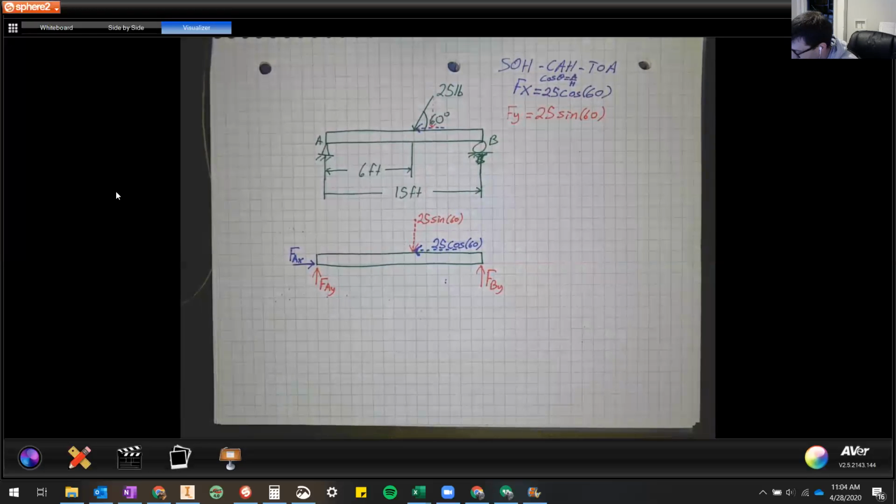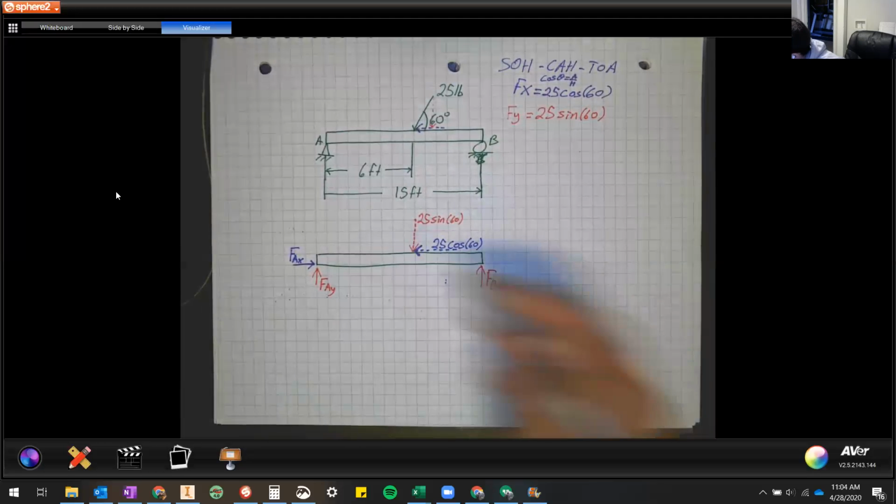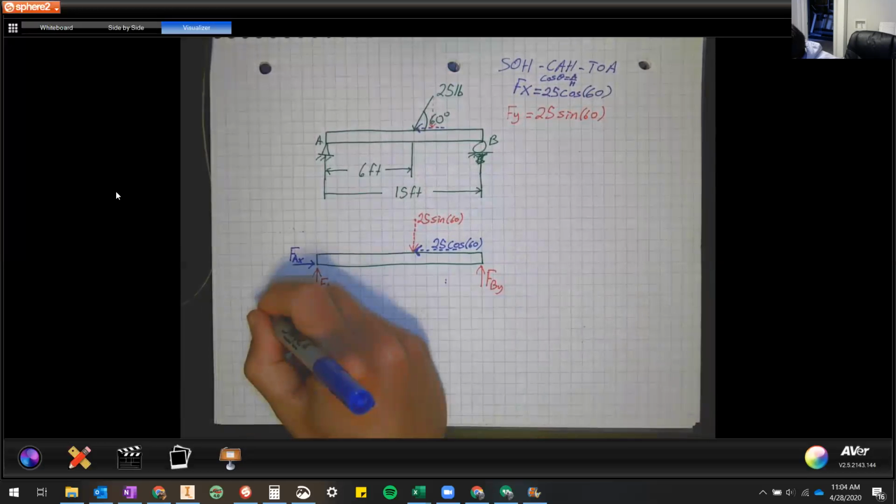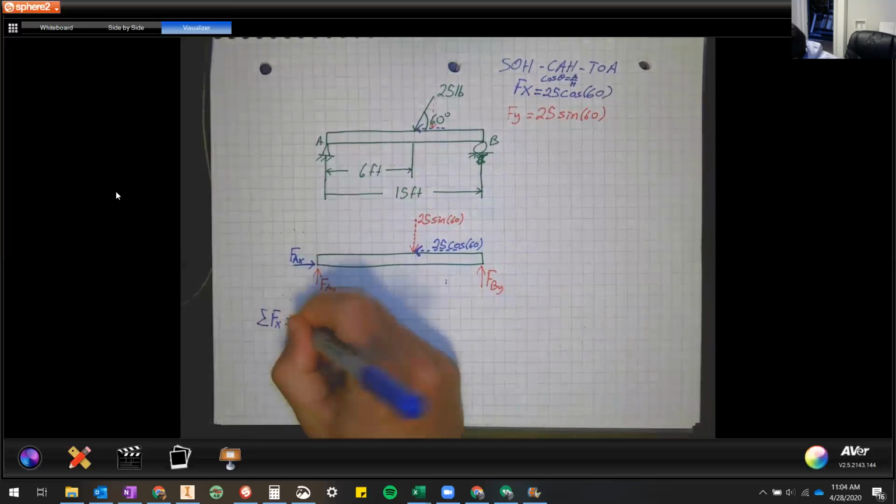Okay, so now I have my free body diagram, I can write down my equations of equilibrium. So I say the sum of all the forces in the x direction has to be equal to 0.